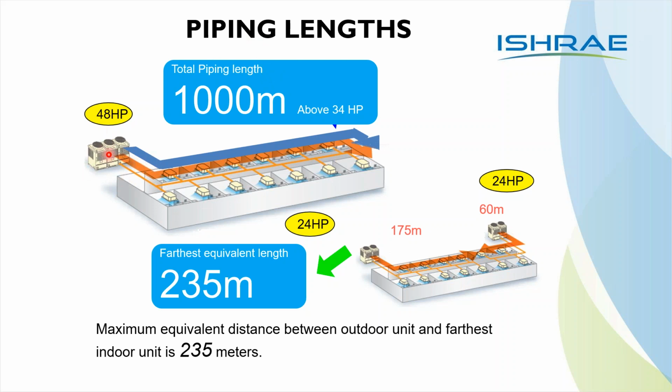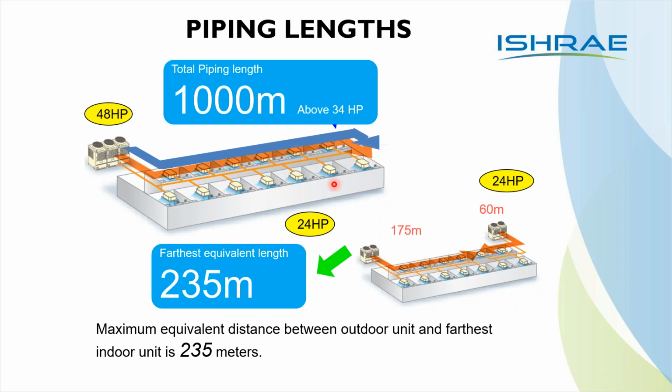So the connectivity between the number of outdoor units, the number of indoor units, the piping lengths, etc. is brand specific, and whatever has been mentioned here is the possibility. There is a possibility that you can have 1000 meter piping above 34 HP with a combination of multiple outdoor units, but the maximum equivalent distance between the outdoor unit and the farthest indoor unit is 235 meters. That means the maximum piping you can take between an indoor unit and the outdoor unit is 235 meters.